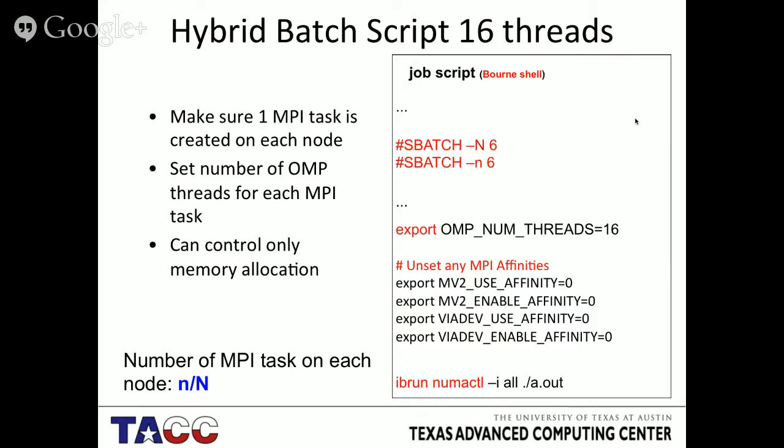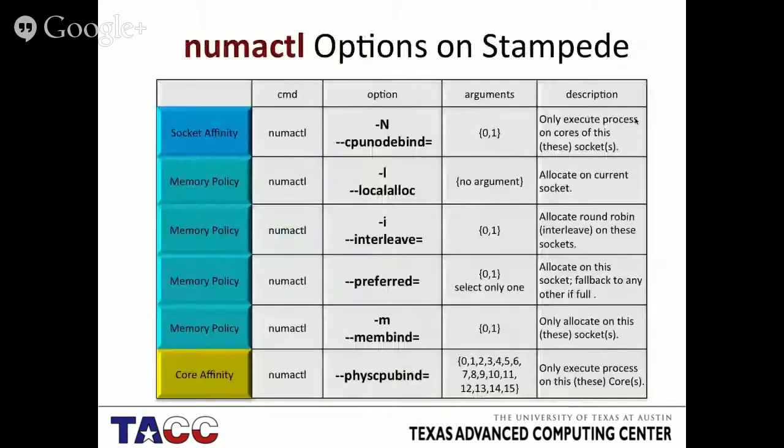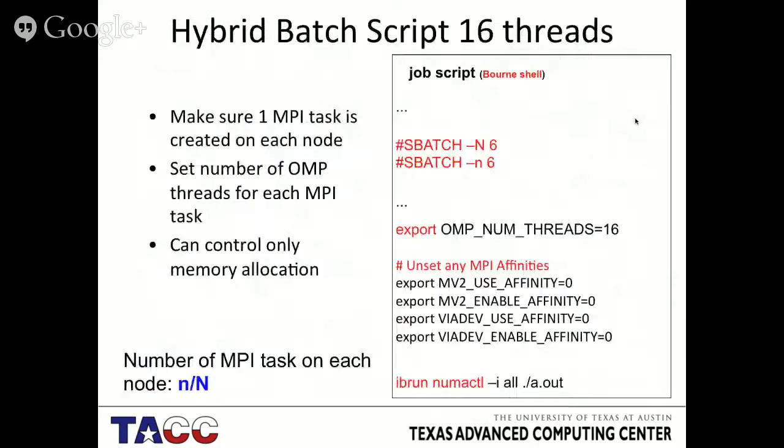Now, you're going to do your ibrun numactl -i all ./a.out, and if we go back to the table that I showed you, you will see that the -i indicates that I want an interleave memory policy, because overall that will give you the better memory bandwidth, and all means use all sockets available. So this will give you something that runs okay. It's not fantastic, but it's going to give you a reasonable setup.